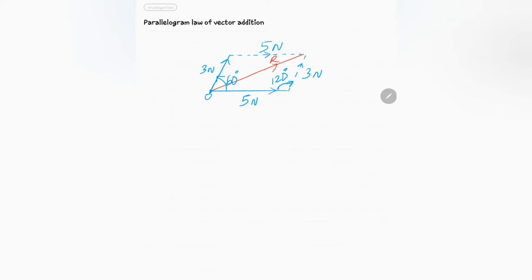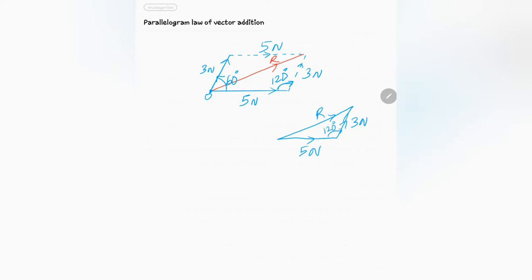Like I said some seconds ago, you can take one of the triangles, so I'm just going to make a sketch of that. So I have my 3 Newton here, I have my 5 Newton here, I have the resultant vector, then the angle between them is 120. How did I get 120? You do 180 degrees minus 60 degrees, so you get 120 degrees.